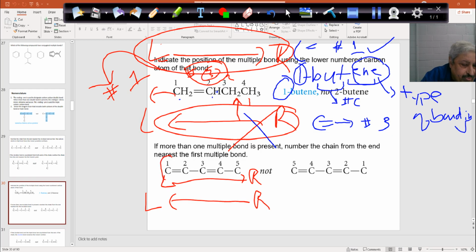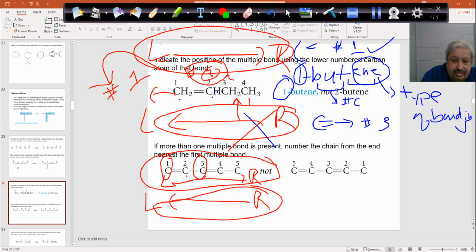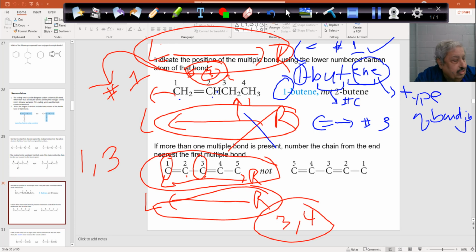So we have here 1 and we have here 3, which is this one here. If I go the other side, it will be 3 and 4, correct? So if I go from here, this is 1 and 3, and this one will be 1, 2, 3. The other is 3 and 4. So the lower number is this. From left to right gives us the lowest number, 1, 3, those two double bonds, rather than 3 and 4.